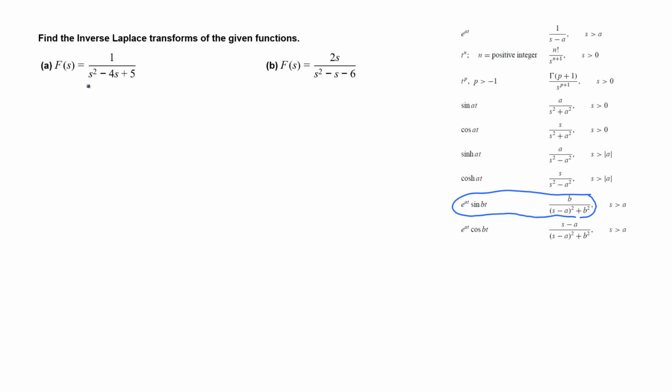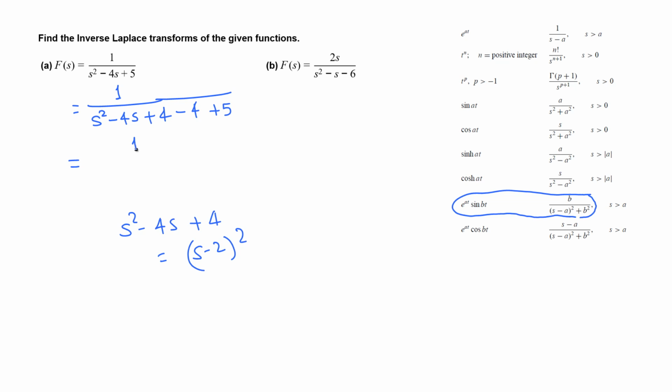So the bottom, s squared minus 4s plus 5, we can write in this form, because for s squared minus 4s, if we add 4, then this is just (s minus 2) squared. So let's rewrite this function as 1 over s squared minus 4s plus, half of negative 4, which is negative 2, and negative 2 squared is 4. So add 4, and to balance this we have to subtract 4 plus 5.